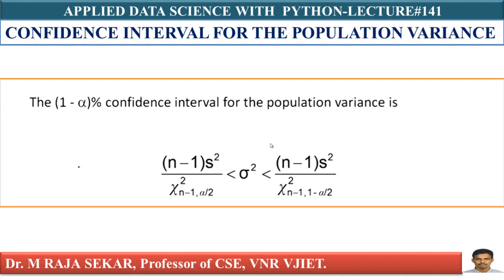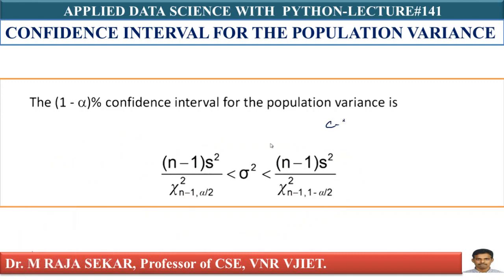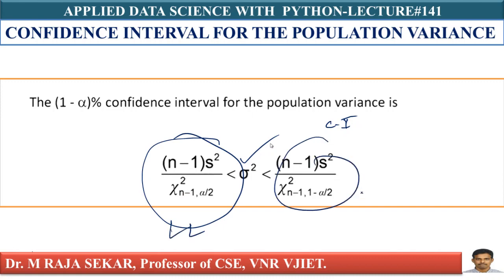Just readjust this formula. Which formula? We already discussed this one in the previous slide: chi-square of n-1 equals (n-1) into s square by sigma square, where s square is my sample variance. Just cross multiply and readjust, and you will get this particular formula. This is the formula for the confidence interval of sigma square, the population variance, whose lower limit is this one and upper limit is this one.